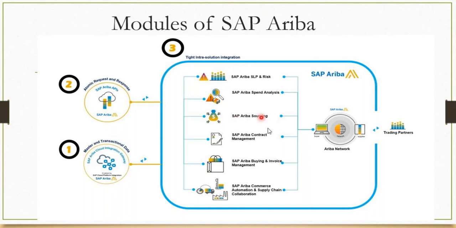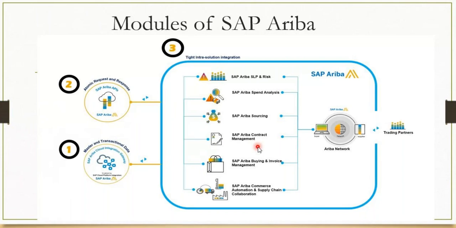And then we have Ariba contract management, the last part of upstream. Apart from SLP and sourcing, contract is the upstream part. So in contract management, whatever supplier you have finalized in sourcing, you want to go into contract with that supplier, so that you can do through the SAP Ariba contract management module. In this module, you can create a contract with your supplier.